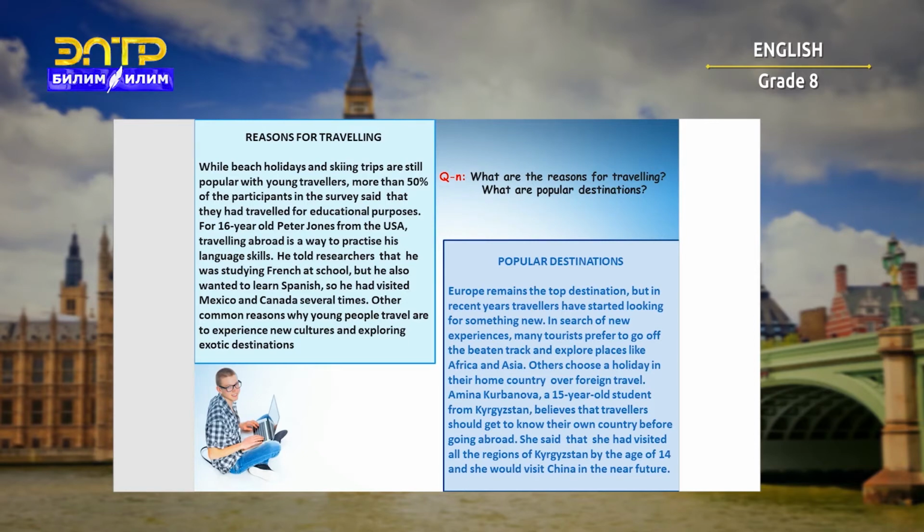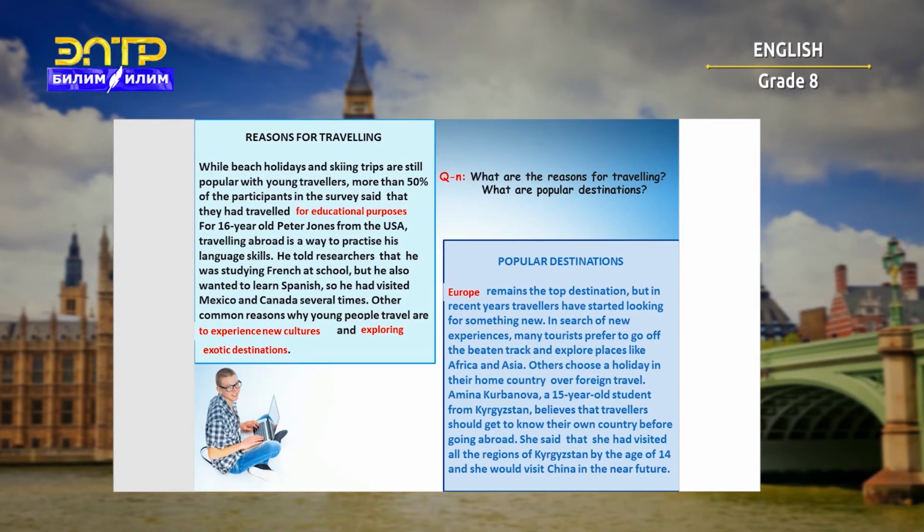The first question you should answer is, what are the reasons for traveling? I am sure that you have found the same answer as I did. The main reason is educational purpose. We go traveling to study. Or we want to experience new cultures and explore exotic destinations. Well done! The second question is, what are popular destinations?